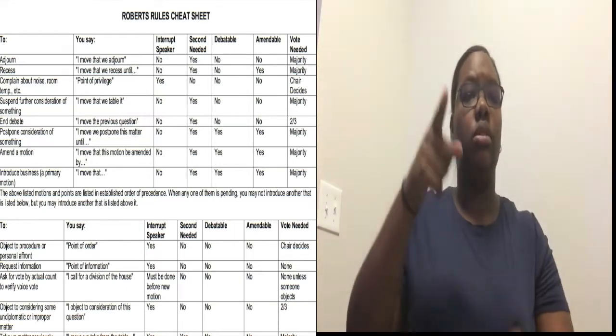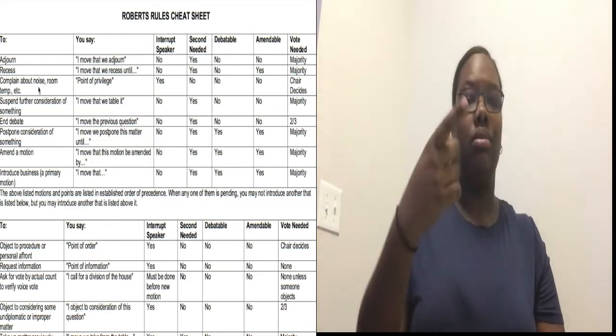Another important motion is the point of privilege.